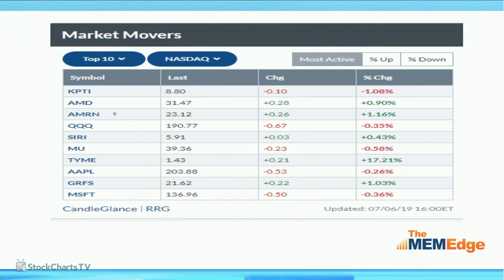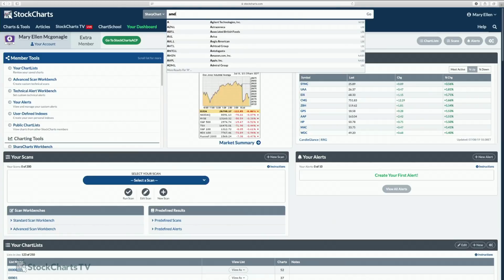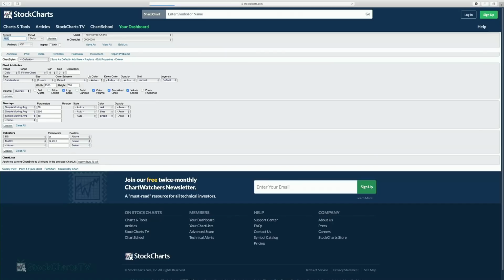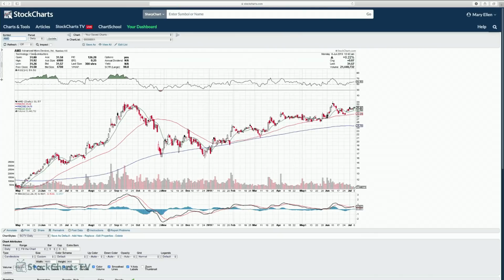So let's go ahead and get into looking at where these stocks are today. Was it worth our time, if you will, to take a look at the close? And so we're going to take a look at some of these stocks that were on that list from Friday's close. And sure enough, this is Advanced Micro Devices, and we can see that the stock is up today.